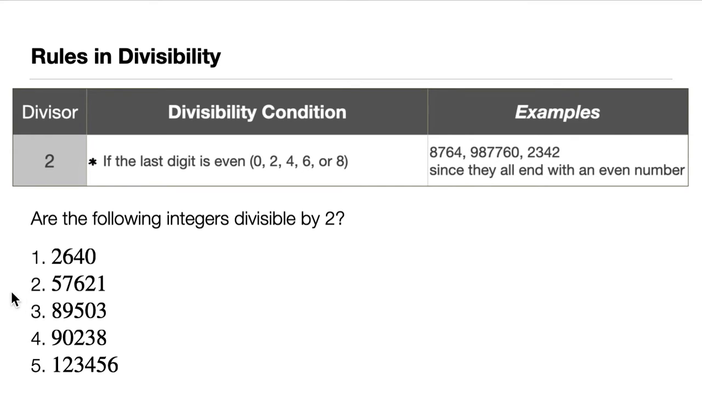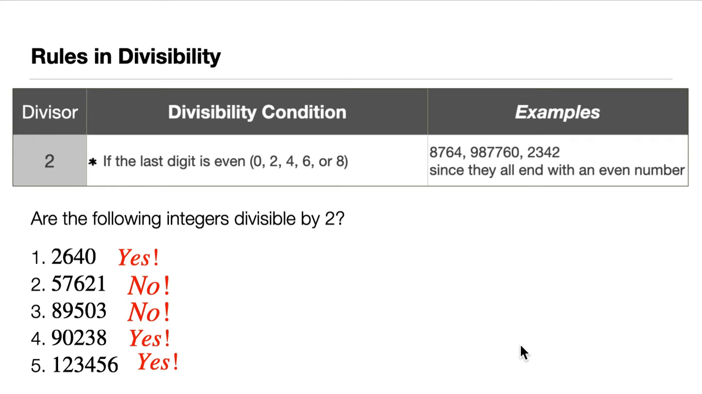How about number 1? Is it divisible by 2? The answer is yes, because it ends in 0, an even number. How about number 2? That's a no, because 1 is not even. Number 3 is also a no, because 3 is not even. Number 4 ends in 8, which is even, so it's divisible by 2. And for number 5, you only look at the units digit. Yes, it is. So that's how simply we know if a number is divisible by 2: just look at the ones digit, and if it is even, it's divisible by 2.